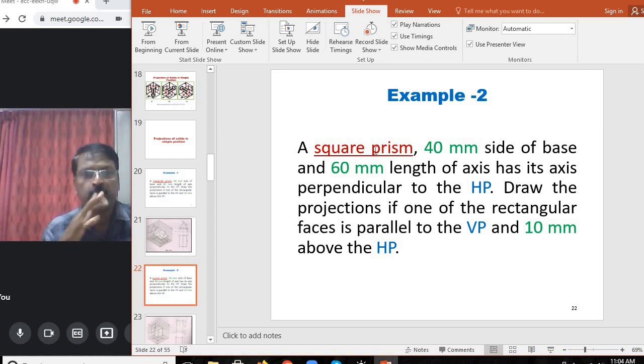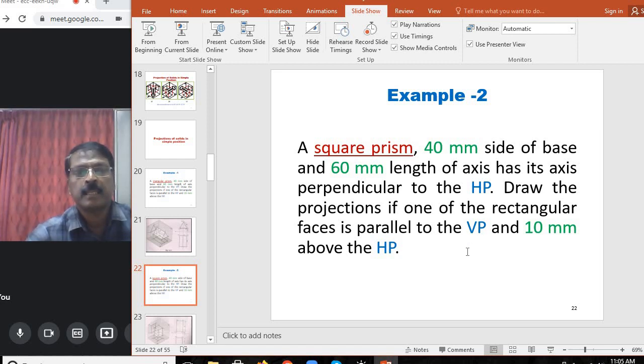Square prism means the base is a square with each side 40 mm, the axis height is 60 mm, and the axis is perpendicular to the HP. So since the axis is perpendicular to HP, in the top view only the true shape of the base is available. So we have to start with the top view. For a square prism, the base is a square and in the top view the true shape is available.